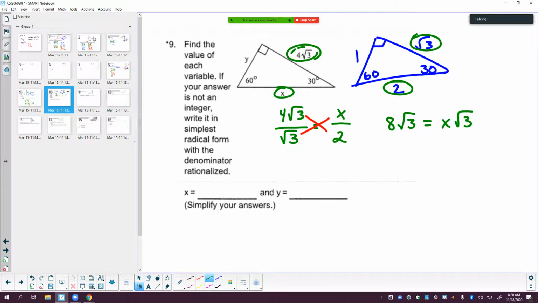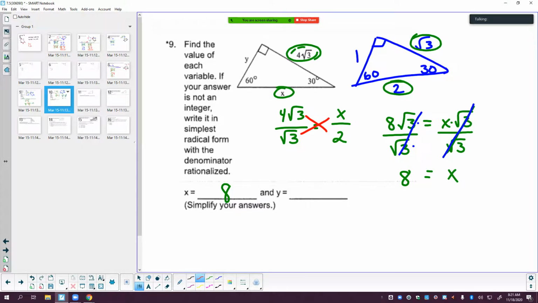Now, this is pretty easy here because whenever you divide by the square root of 3, it's a little different from yesterday. You do not have to actually do the rationalizing part, because if I have square root of 3 on top and bottom, those two things cancel each other out, just like they cancel each other out on this side. So actually all I have left is that x is equal to 8. It's a little easier than the 1 square root of 2 because you don't have to do the rationalizing part.